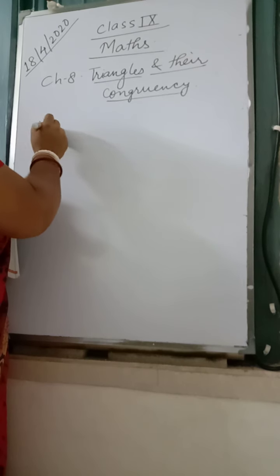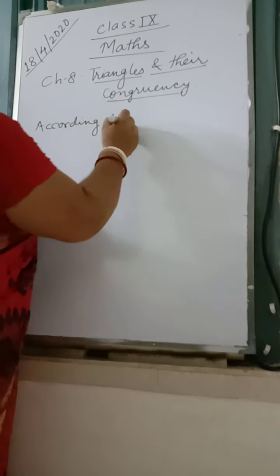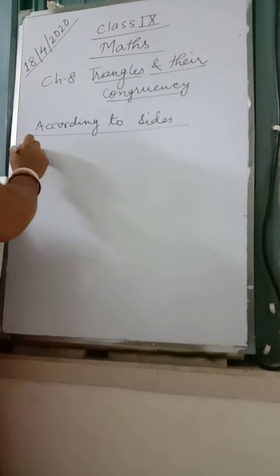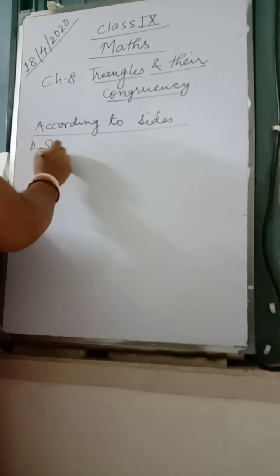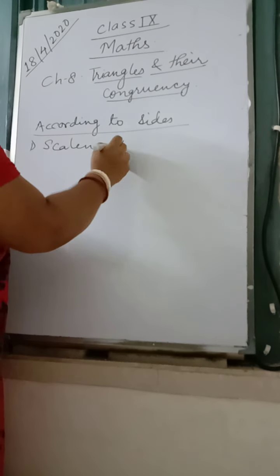Already you know this from class 5 onwards, you are reading it. According to sides, there are 3 types of triangle, the first is the scalene triangle. What does it mean? It means all the 3 sides are different. A triangle made with 3 different sides is known as a scalene triangle. Now, if 3 sides are different, 3 angles also would be different.